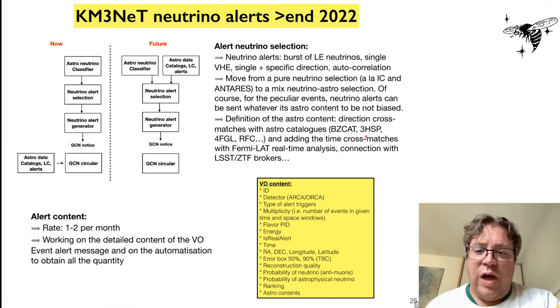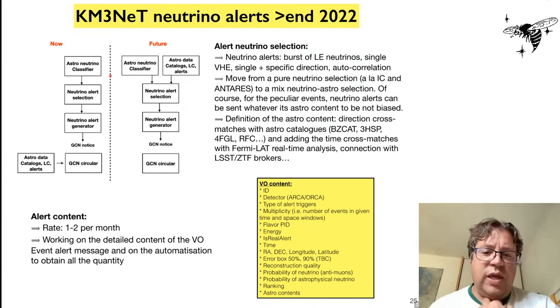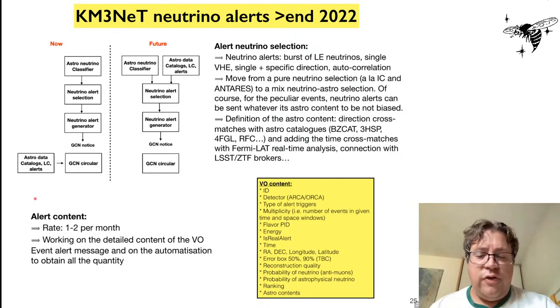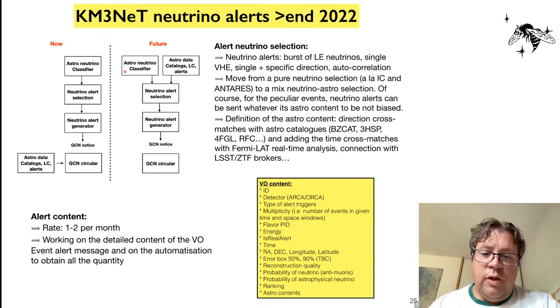And some of what we do for the alert. So right now, that's what we are doing. We do a neutrino classifier, based only on the neutrino properties. Then we generate an alert, and afterward we do the correlation between catalog, light curve, and alert. What we are implementing right now is to do the neutrino classification and the astro classification at the same time, so that we can have a combined selection and sending of the alert.